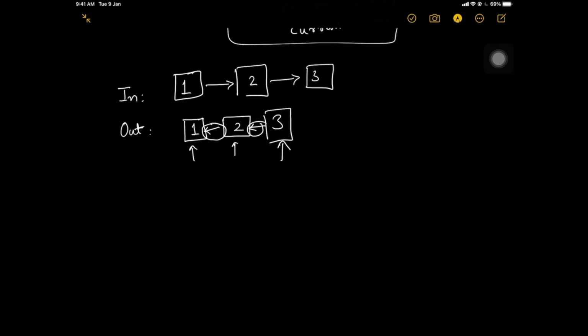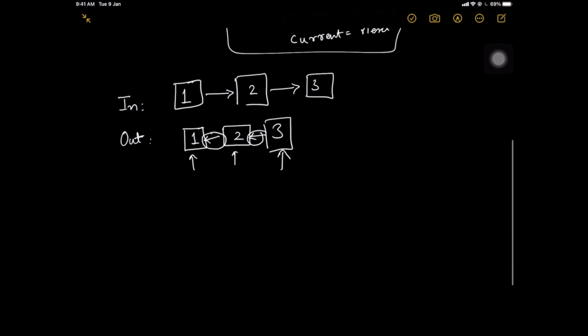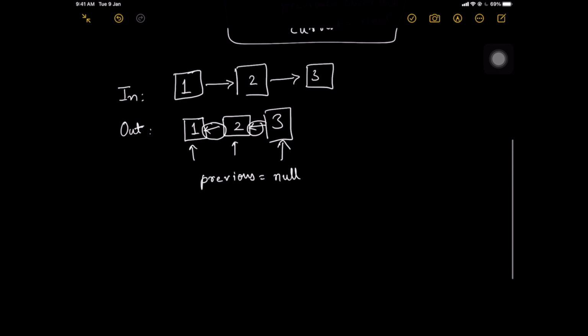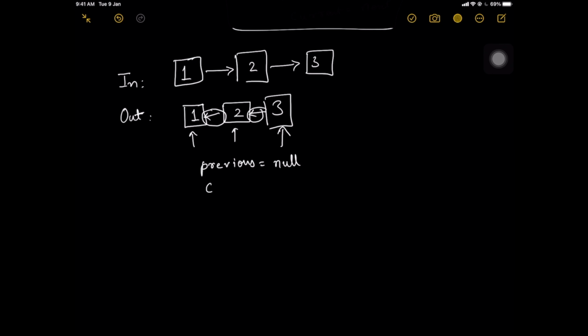So at first, what should be the previous value of 1? In the output list, it's null, right? So I will start with previous is equal to null, okay? Then we have current, which is already pointing to our head, right? And next value, which is basically the next value of our current node, so current dot next, right?